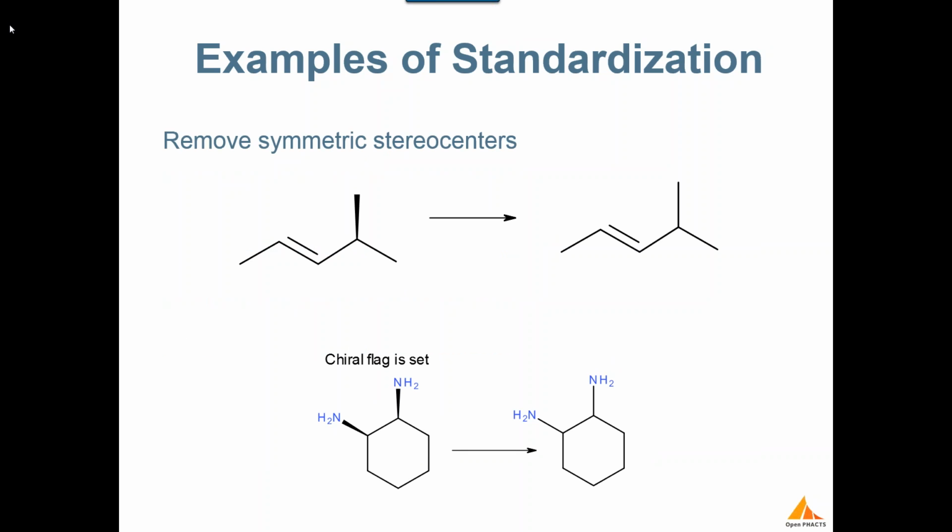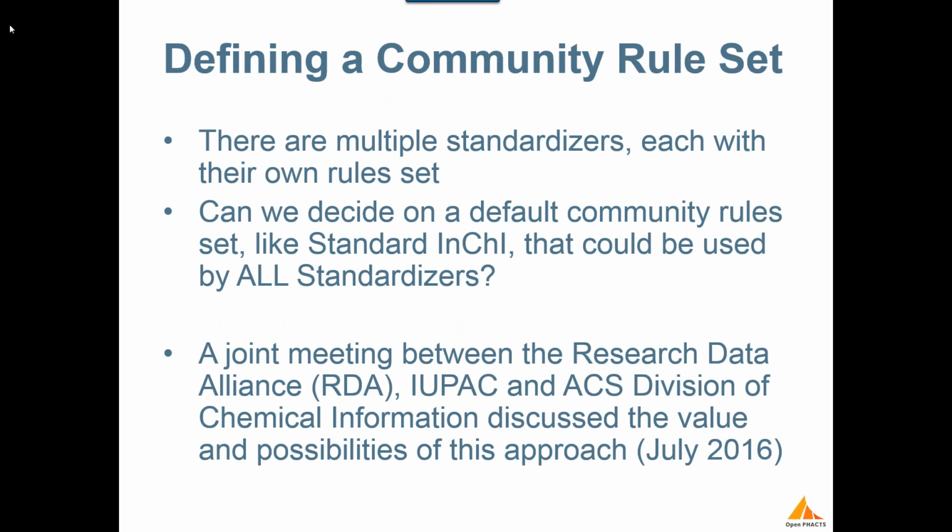Here's another example where you want to remove symmetric stereo sensors. There's no value to them, and also turning off the chiral flag if there's actually no up and down bonds of value in the representation.